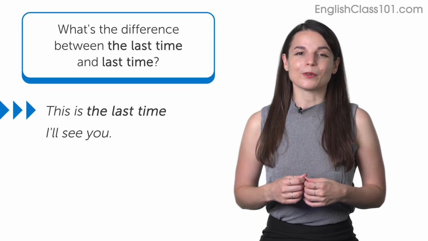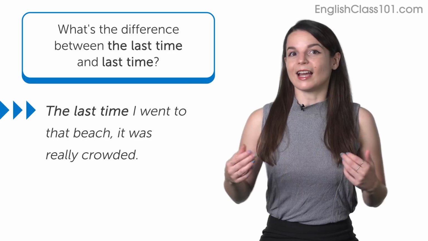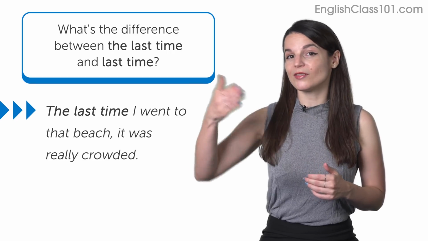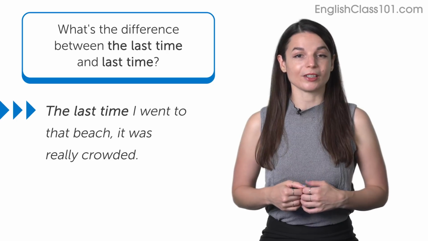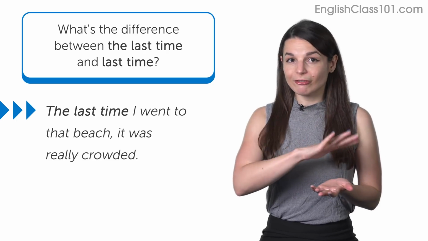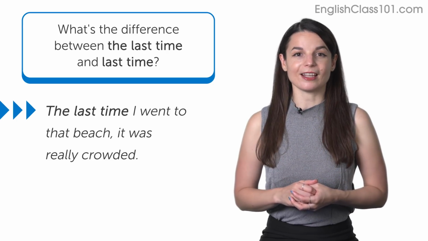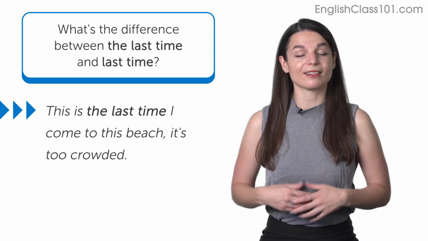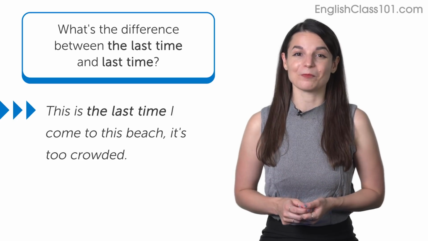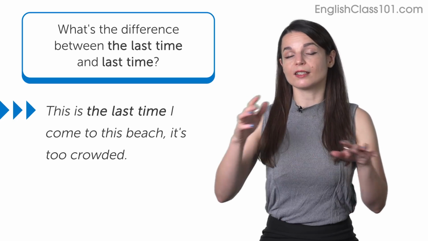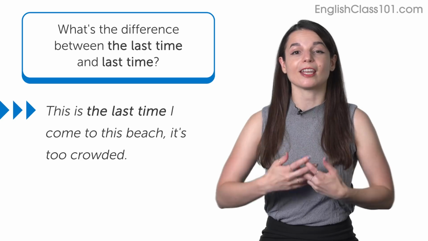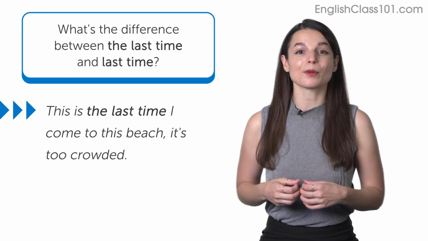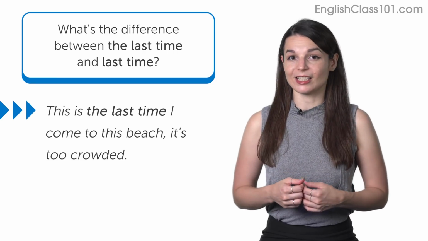Here's another example. We could say, for example, the last time I went to that beach, it was really crowded. Which means the previous time I went to that beach, it was really crowded. We could use a different example sentence to say something like, this is the last time I come to this beach. It's too crowded. That means this is the final time I'm going to come to this beach. So you'll notice the sentence structures are different and they communicate different ideas, but they both use "the last time." So it's really important to pay attention to that sentence structure.